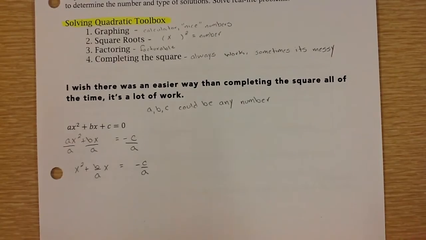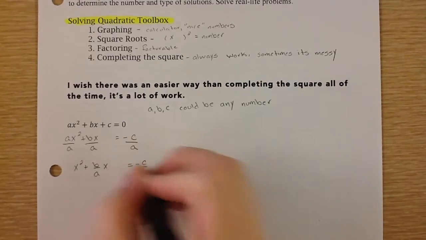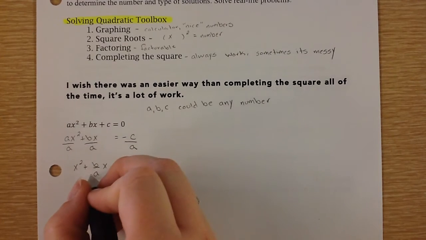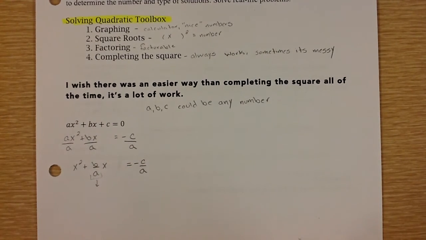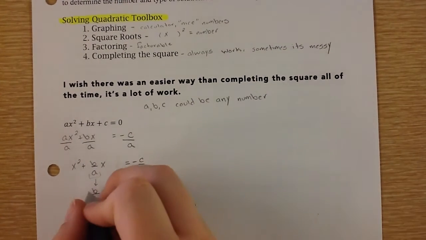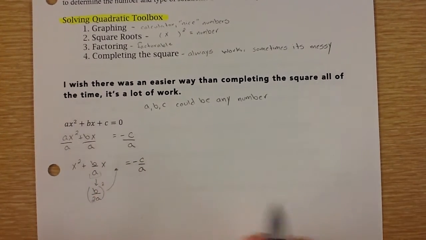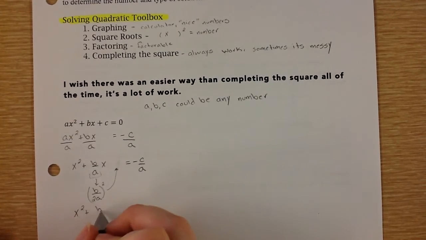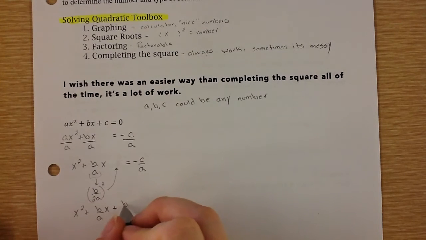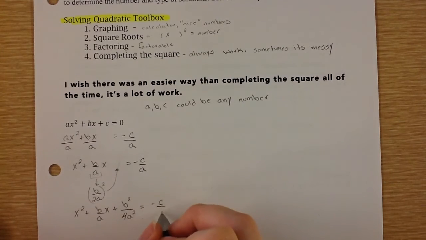Okay. Now we're going to complete the square. I should have left a space here, so let's move my equals over. To complete the square, we take what's in front of my x here, bring it down, and cut it in half. So to cut it in half, I'd have b over 2a. Then we're going to square it, and that's what's going to go here. But then we also need to add that to the other side. So we'll have x squared plus b over a x plus, when I square this, b squared over 4a squared. So then I need to add that to the other side.